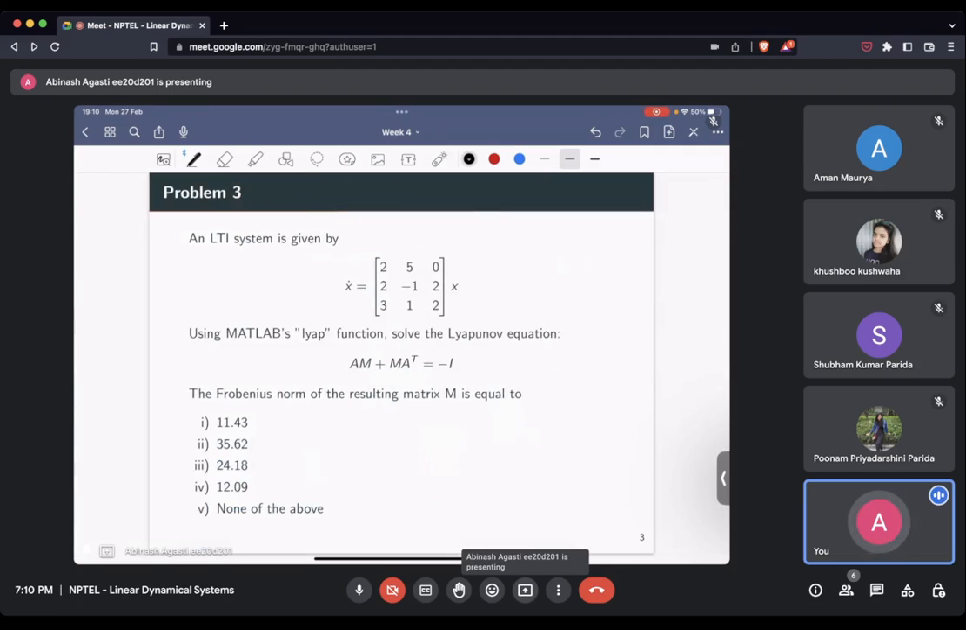So next we move on to another problem. We are given an LTI system which is a homogeneous system. There is no control. So we want to find out, using MATLAB's Lyapunov function, the solution to the Lyapunov equation given by this, and then its resulting Frobenius norm. So I'll move over to MATLAB for this.